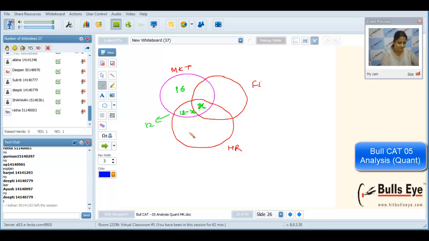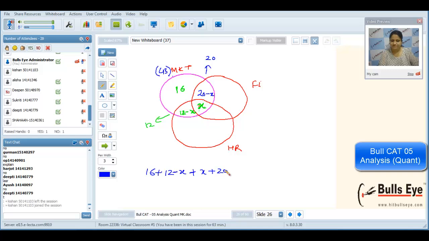Now the other thing, 20 took marketing and finance. It means this total should be 20. So we will take it as 20 minus x. What was the total of marketing? It was 43. So the sum of all the observations in this circle should be 43. So I'm writing it as 16 plus 12 minus x plus x plus 20 minus x. It should be equal to 43. By solving this, we will get the value of x. Now the question becomes very easy. Is it okay with you?